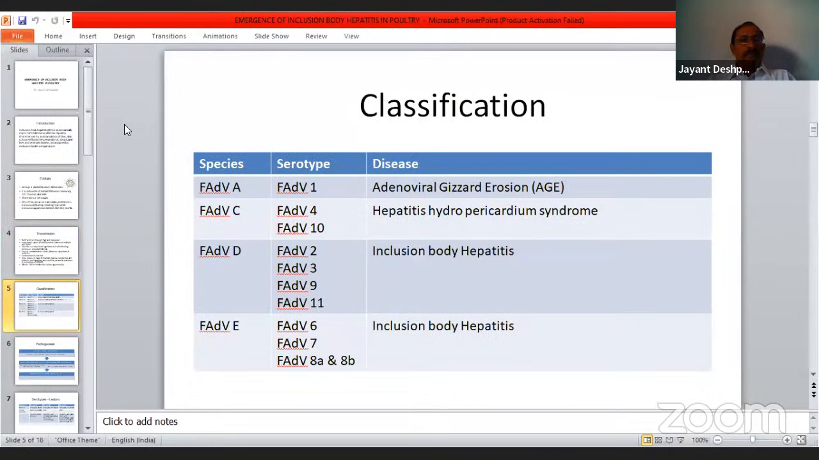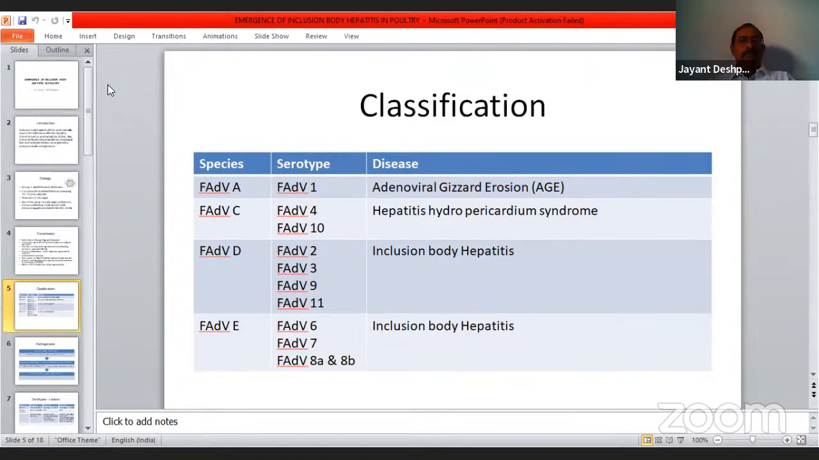Some of the classification of inclusion body hepatitis: this is called fowl adenovirus A, C, D, and E groups. Serotype 1 causes gizzard erosions, which is again a very common problem in young chicks. Serotypes 4 and 10 cause hydropericardium syndrome, which is very commonly seen. Other strains like 2, 3, 9, 11, then group E, 6, 7, 8A, 8B, cause inclusion body hepatitis.